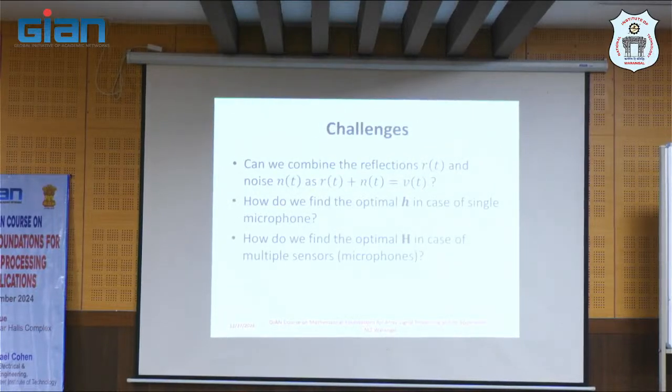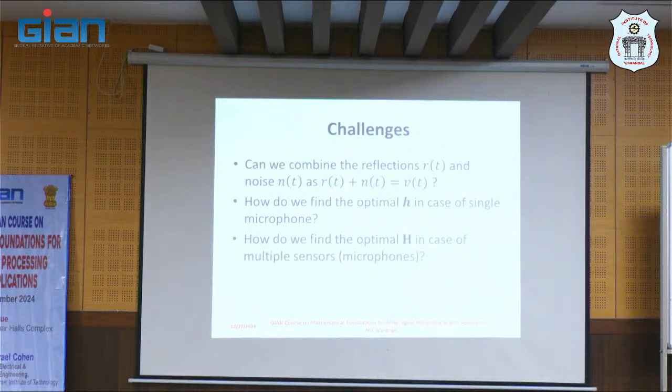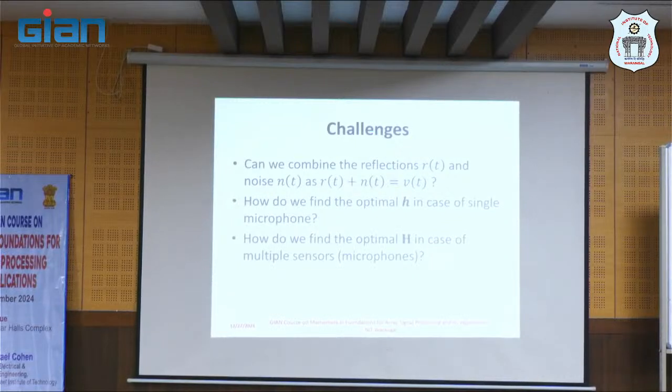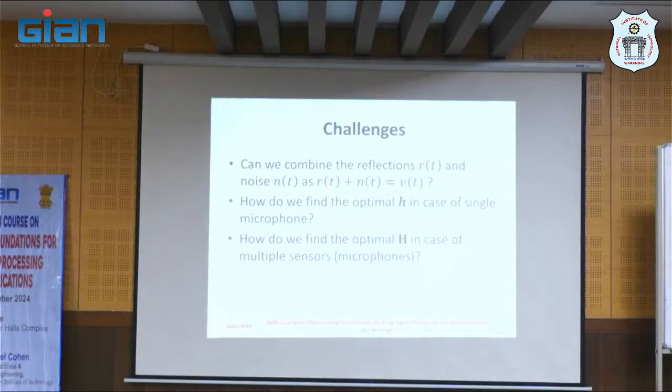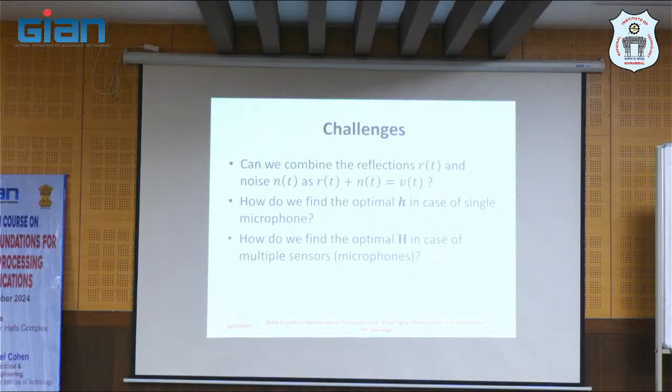So these are the challenges that we observed after going through the literature. Here, one thing that came to my mind is, can we add these two, that is, R of T, the reflections from the different parts of the room, and the ambient noise? Is it possible to add these two, because they are different? This is the reflections and this is the ambient noise. I have a doubt, can we add these two? So that may be considered as one challenge.